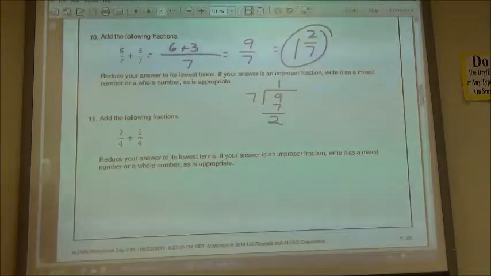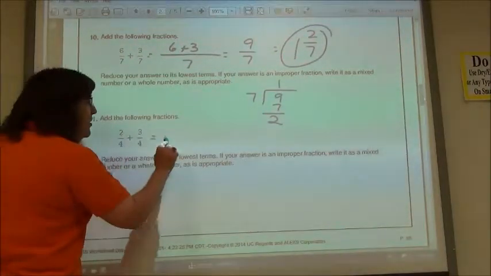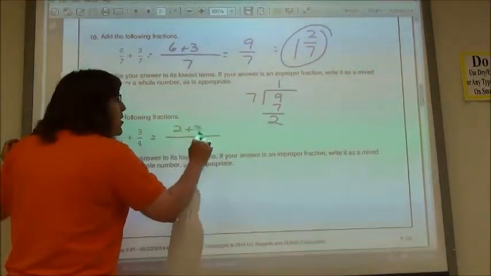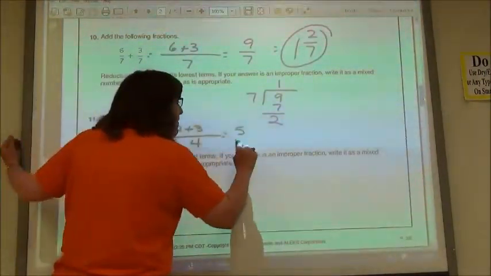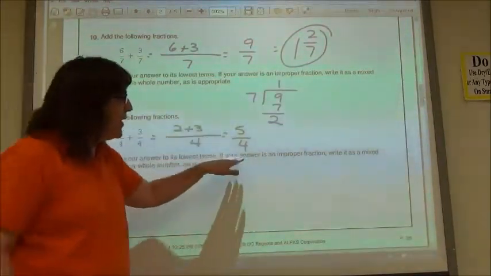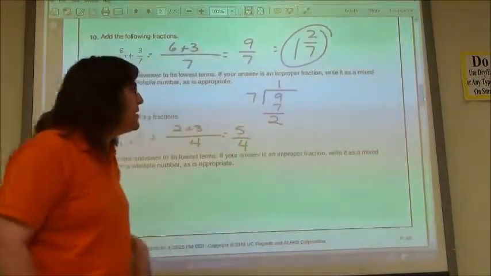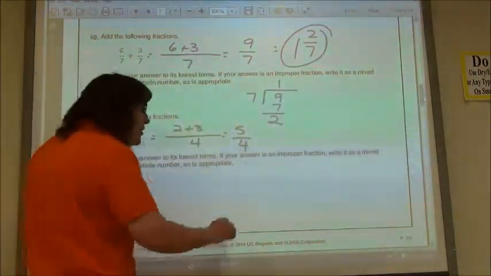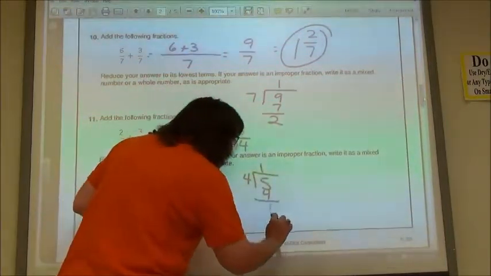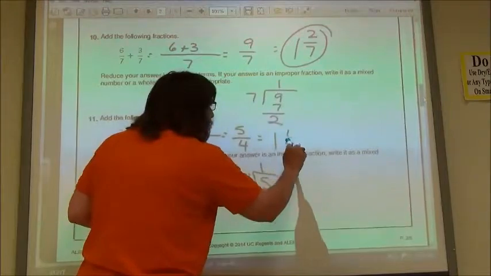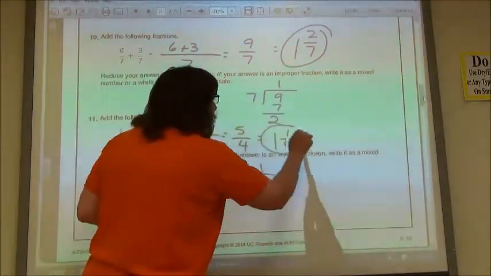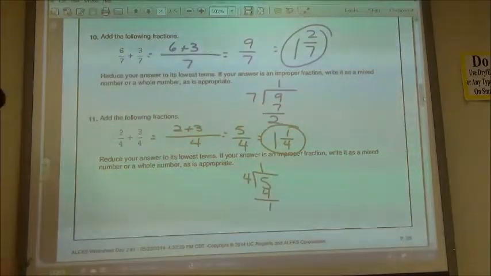If I'm adding here, again, my denominators are the same, so I just write them as fourths. I'm going to then add my numerators. 2 plus 3 gives me 5/4. Write it in lowest terms. I can't reduce it down. If it's an improper fraction, write it as a mixed number. It is an improper fraction, so I'm going to take 4 into 5, goes in there once, and I've got 1 left over, so 1 and 1/4, which was my divisor, is going to be my answer. 5/4 is the same thing as 1 and 1/4.